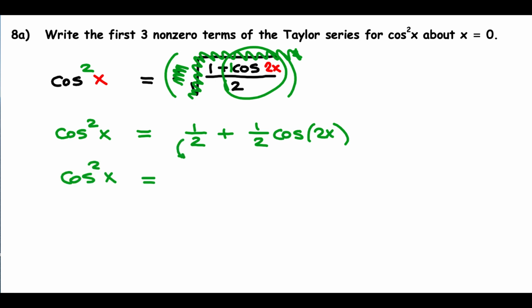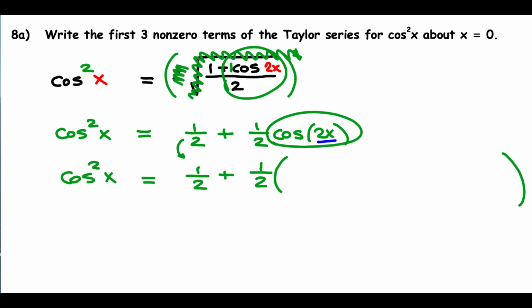This 1/2 can simply just drop down. The next 1/2 I'm going to keep out front, and we're going to take the cosine of 2x and put it in the parentheses. And of course, cosine of 2x is a memorized formula. Well, at least cosine of x is a memorized formula. Let's do that formula, and then I'll change the x's to 2x's later.